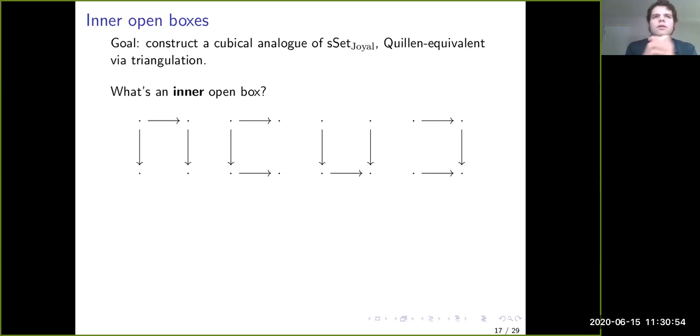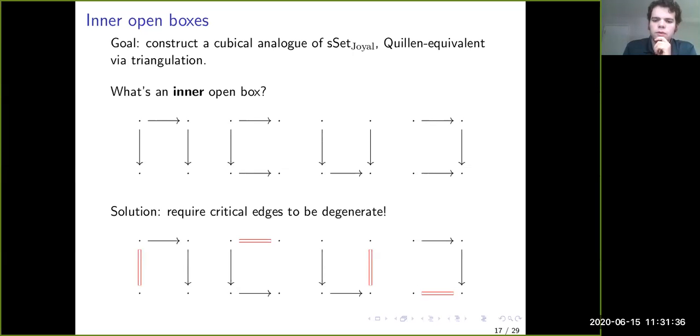But you'll recall that in the definition of the Joyal model structure, we defined quasi-categories using this concept of an inner horn. So if we were to come up with a similar definition of a quasi-category in cubical sets, like a cubical quasi-category, we would need to have some notion of an inner open box for them to have the lifting property against. And it's maybe not as immediately obvious what that should be. Like if you look at all of these 2-dimensional open boxes here, there's none that we can immediately say should represent a composable pair of edges, for instance.